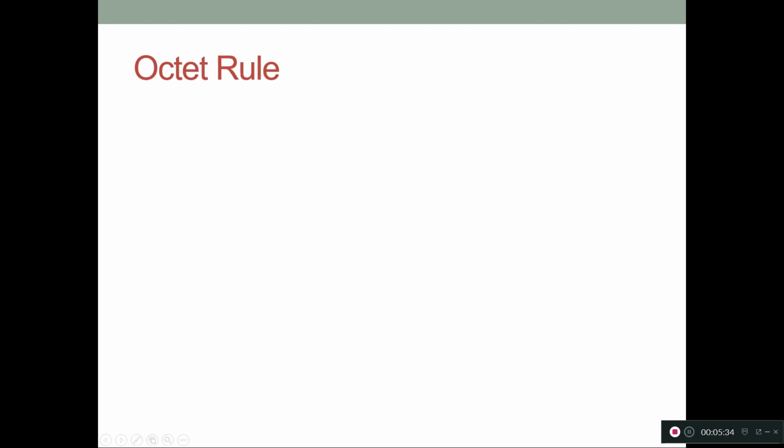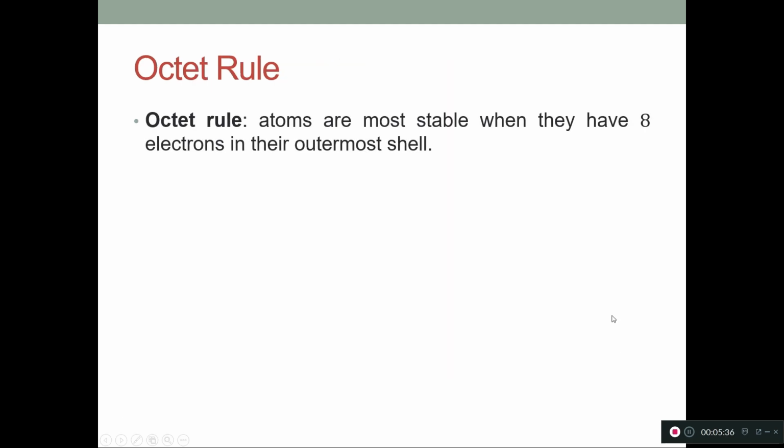To think a little more about the octet rule, this is just that atoms are most stable when they have 8 electrons in their outermost shell, and this is known as the valence shell.